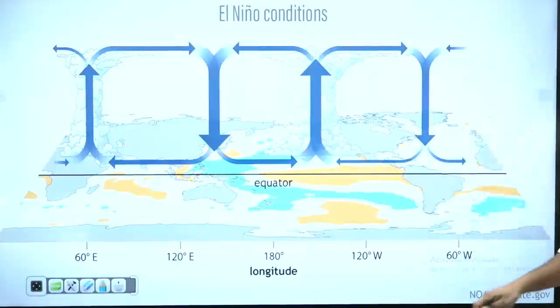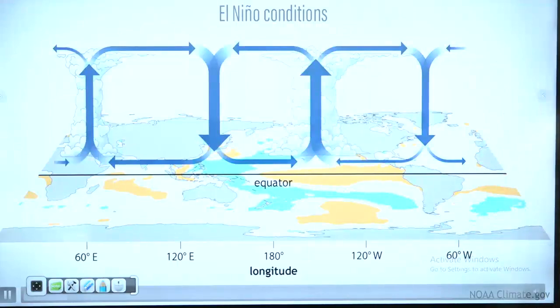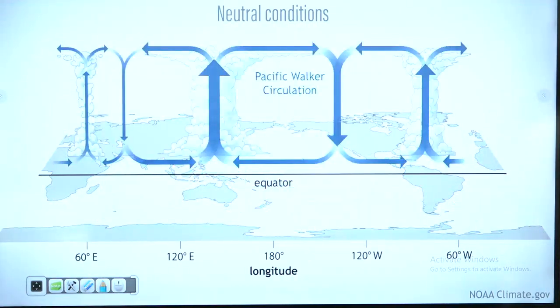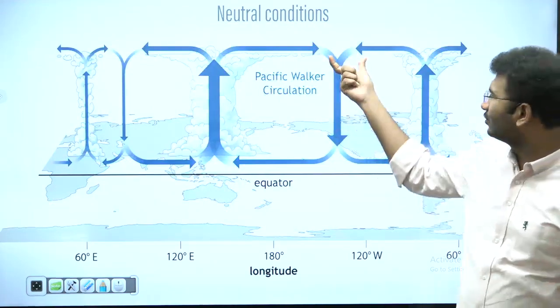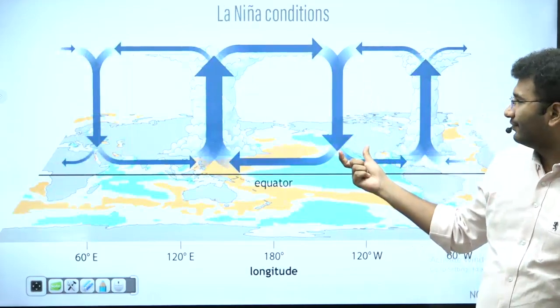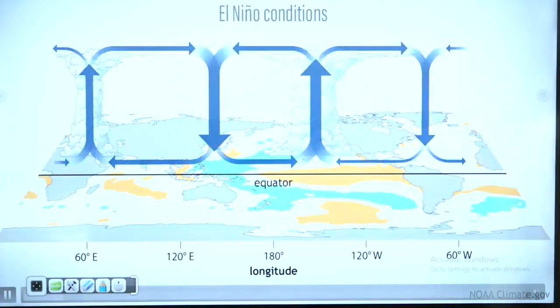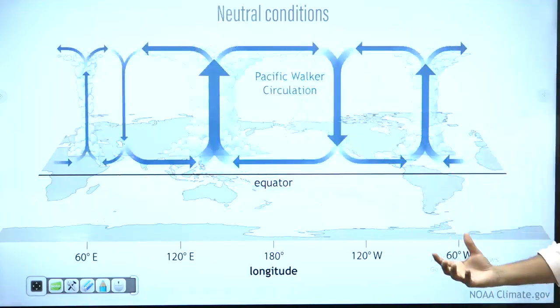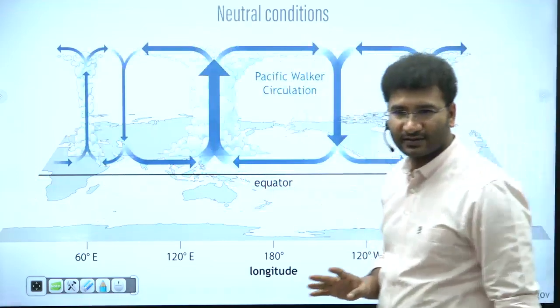See here, these are your Walker cells. ठीक है? They keep on changing their positions. Try to look at this position first. Only आप इसी को देखो. Here there is rising air, but after some time you will see that there is sinking air that is present.